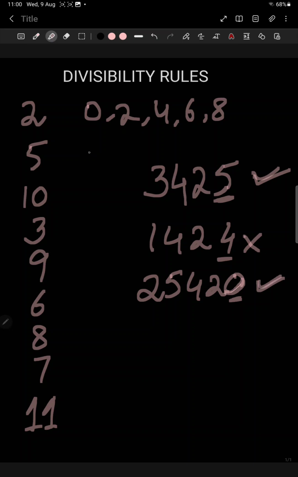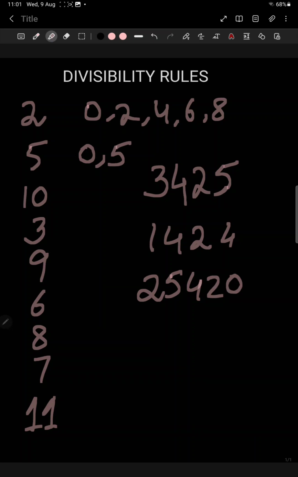So what is the divisibility rule of 5? The last digit should be either 0 or 5. Now we will check about 10. To check 10, the last digit should be 0. So of these three numbers, only this number is divisible by 10, and this number is not divisible by 10.